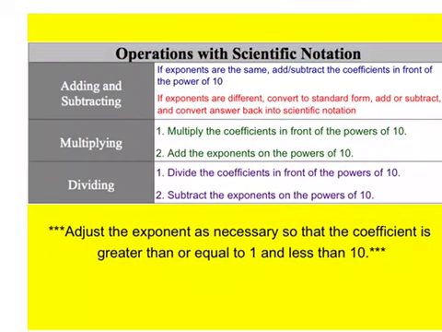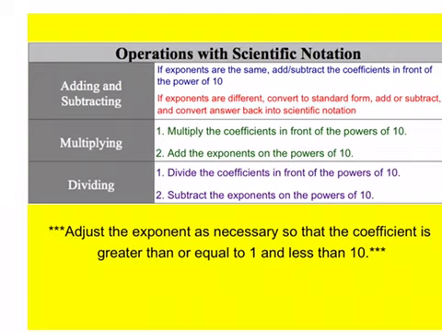So now we're going to talk about operations with scientific notation. These properties, or these operations, the rules that we have going on, are the same that we've talked about when we were talking about our exponent properties. So keep those in mind when you're working through scientific notation. They're still exponents, so they still have the same properties.